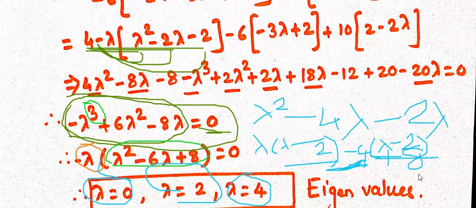So this is how we get the eigenvalues for the given matrix. Now in the next lecture we will be solving how to get the eigenvectors for the same matrix.